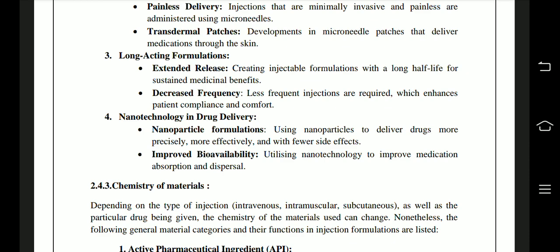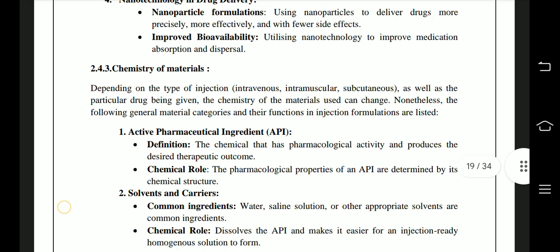Fourth one is nanotechnology in drug delivery. Nanoparticle formulations: using nanoparticles to deliver drugs more precisely, more effectively, and with fewer side effects. Improved bioavailability: utilizing nanotechnology to improve medication absorption and dispersal.